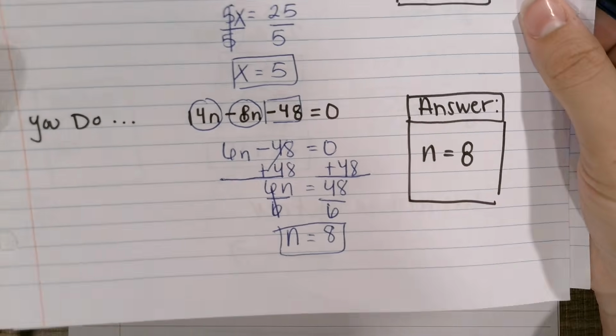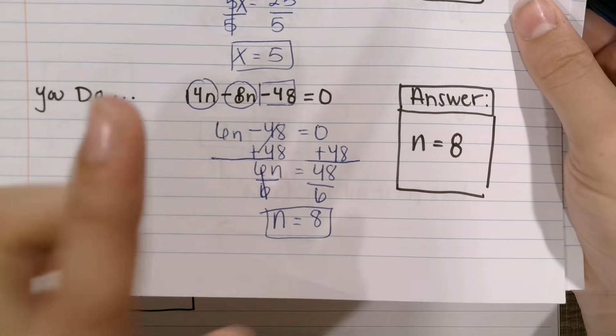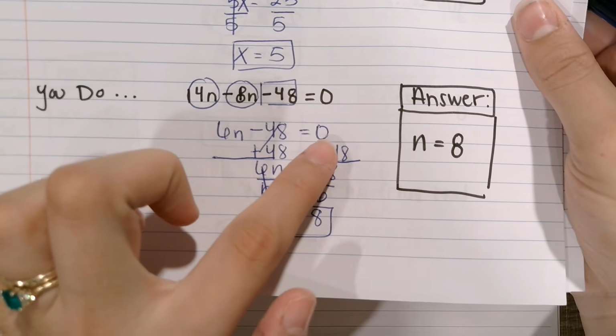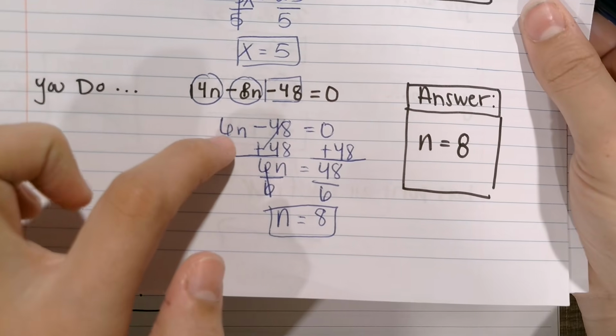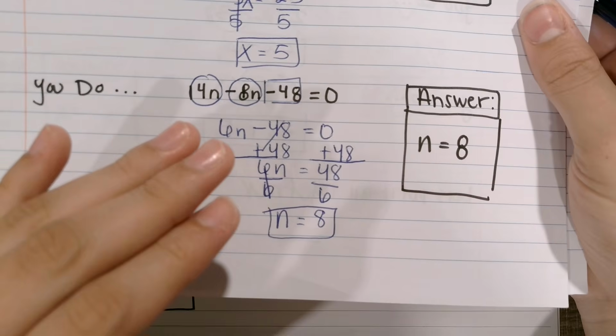Okay, here is the answer. So I circled my coefficients, boxed my constant. There's just one constant on this side. I brought it down. Combine my like terms. 4n minus 8n is 6n. Brought down minus 48. Done with combining like terms.